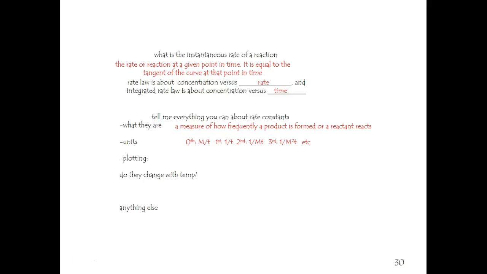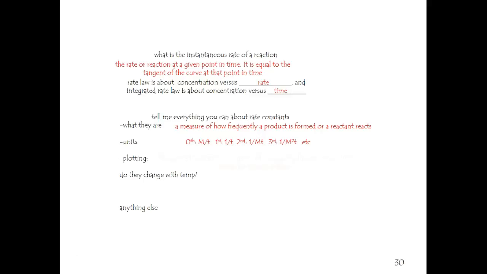0th is molar versus time, so molar per second. First is 1 over time. Second is 1 over molar times time. And third is 1 over molar squared times time. And you could extrapolate from there. That's a good thing to know, but it's a hard thing to remember long term.